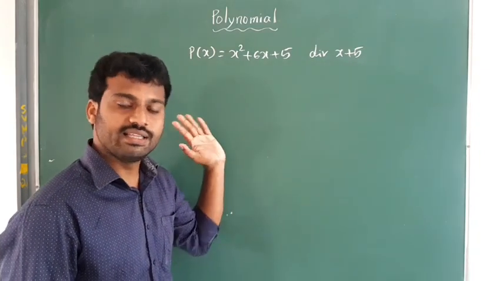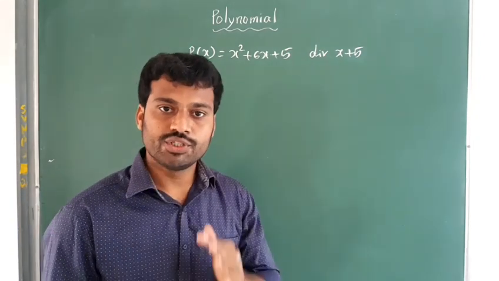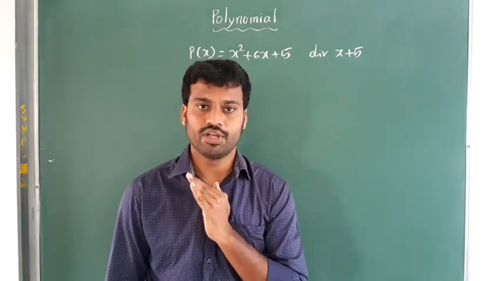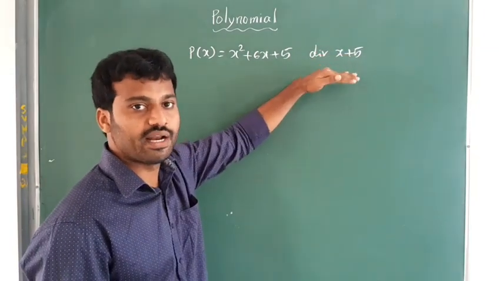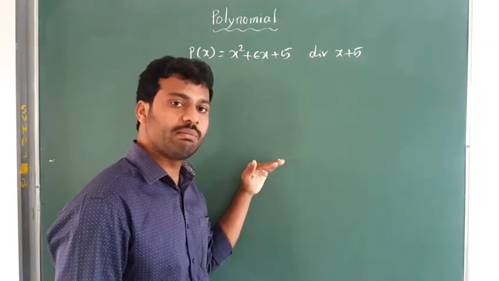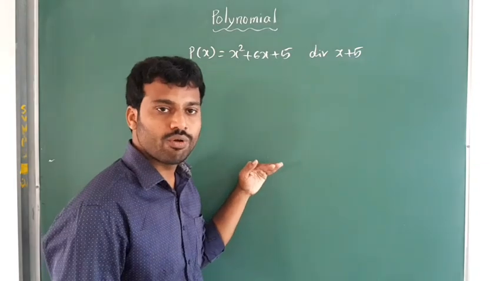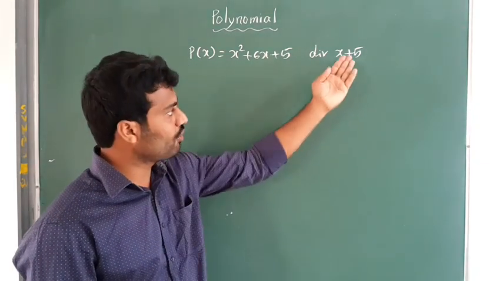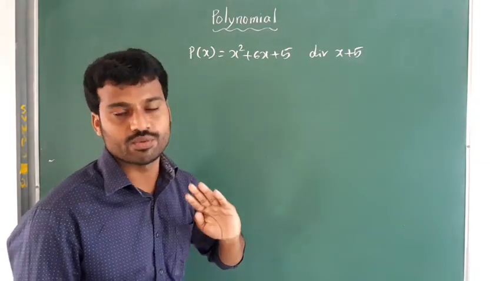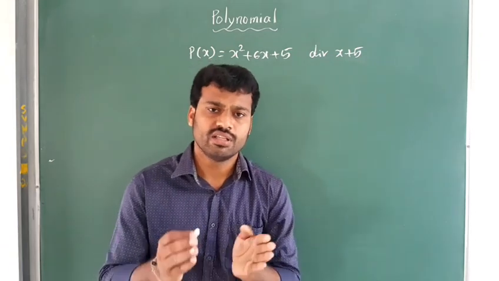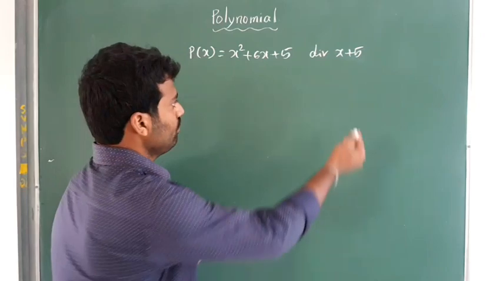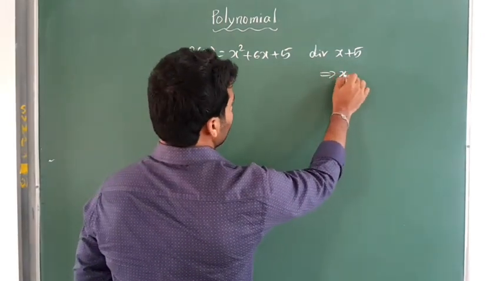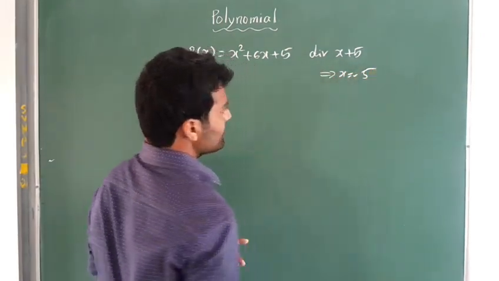Clear or not? In that time what we have to find out? We should find out the remainder. Even if they are asking about a factor, you should apply the remainder theorem. You should cross check whether the remainder is 0 or not. If remainder is 0, then obviously it will be a factor of this one. If remainder is non-zero, then it's not a factor. Very easy, simple. Okay. So here, what is the x value? x is equals to -5.